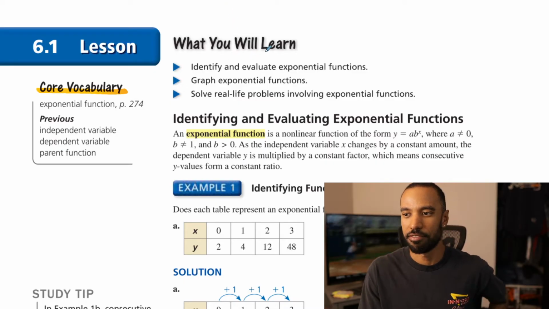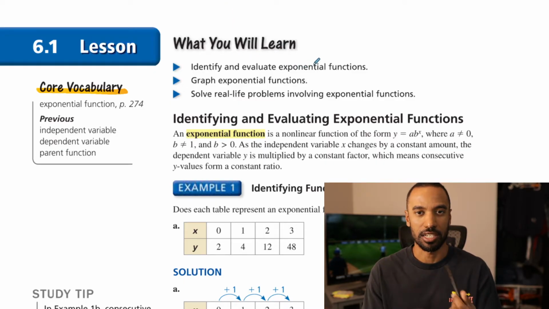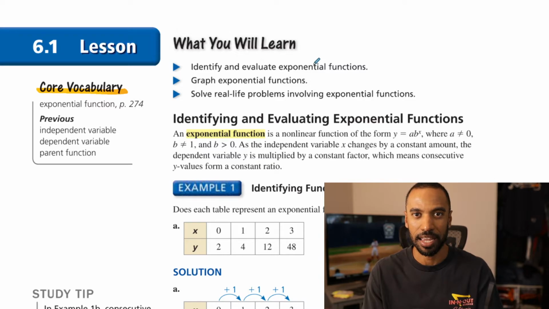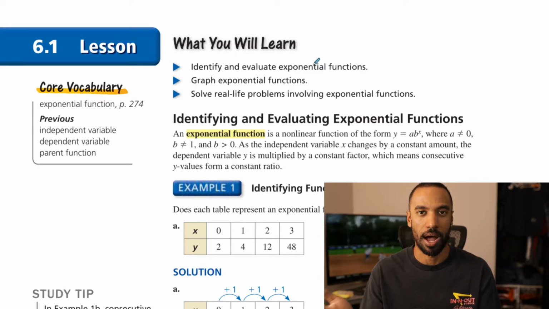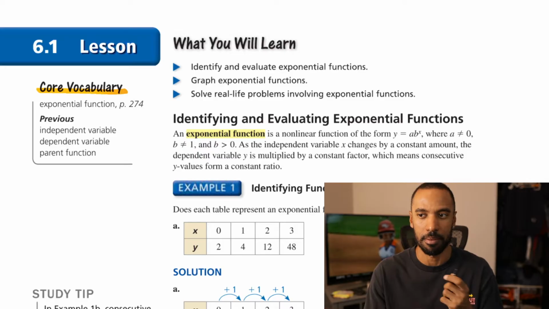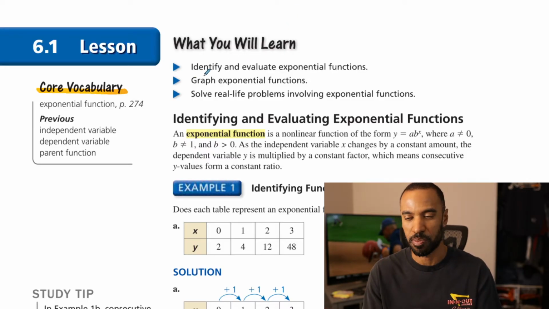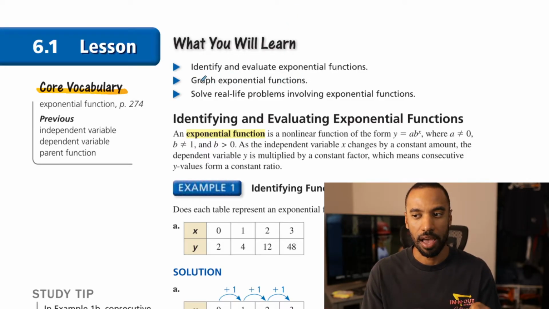We are going to identify and evaluate exponential functions. That does mean if you plug in a number for x, then what comes out, for y, just make sure that you know how to do it. And to identify them is to make sure that you know what it means to be an exponential function versus not. We are going to graph exponential functions.